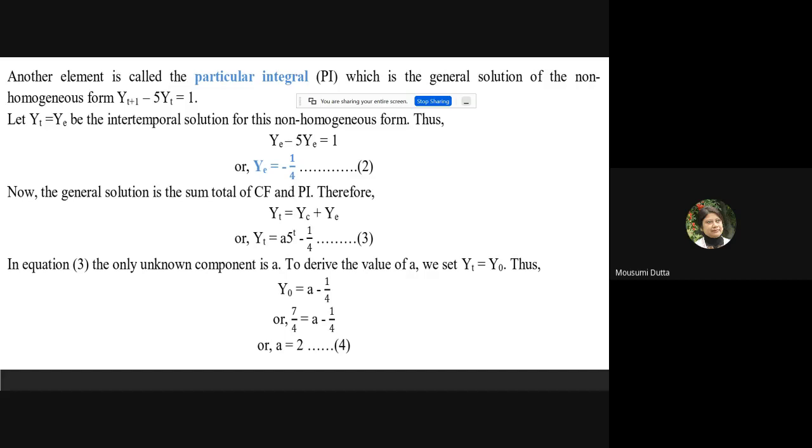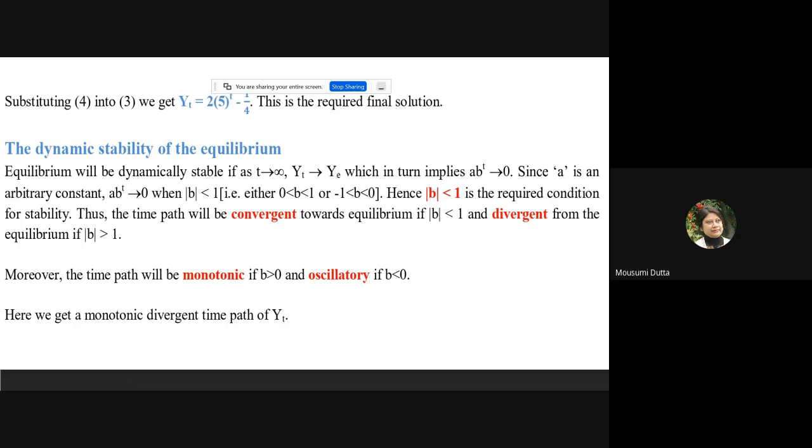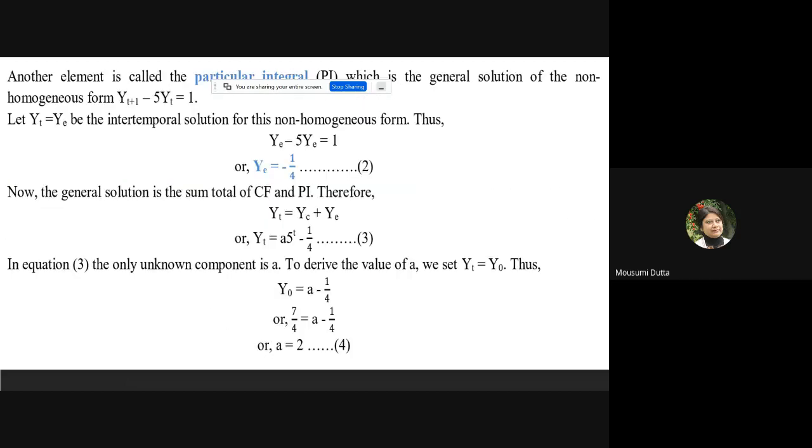So we are rewriting equation 3 as y naught is equal to A minus 1 by 4. The y naught value is already given. I hope you remember it, because I shifted this. 7 by 4. Yes, this 7 by 4 I have used. 7 by 4 is equal to this. And from there, we are getting the value of A, which is equal to 2. I'm calling this equation number 4.